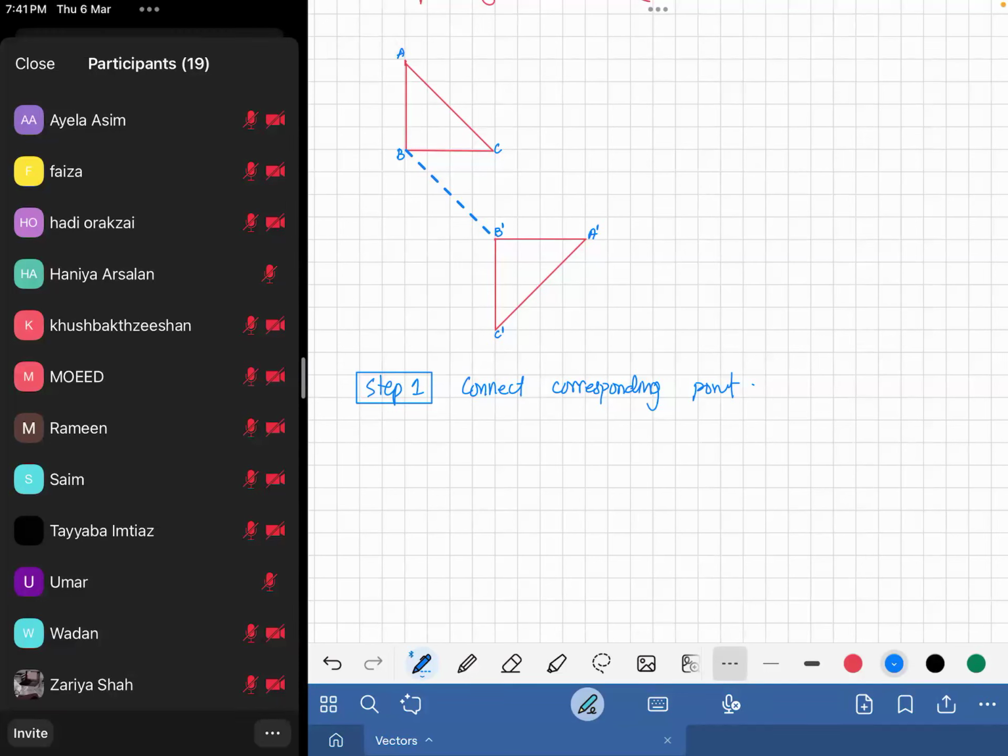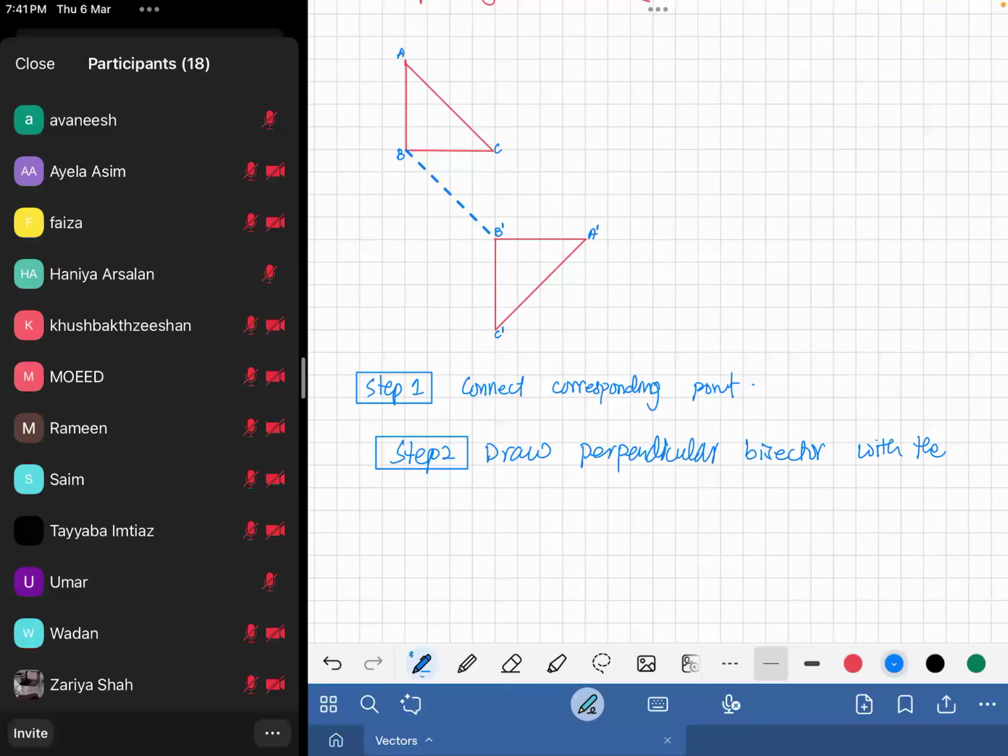Once the points are connected, you will take step 2. Beta, everyone write this down, it is important. Step 2 would be: draw perpendicular bisector with the help of this triangle in your geometry box. You have this triangle in your geometry box already. Yes or no, everybody?